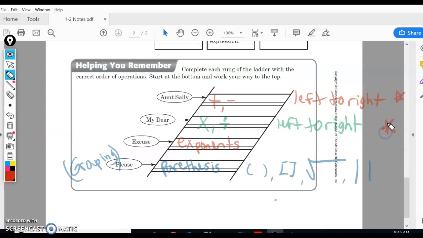Couple key things here. We'll do a lot more problems in class. Some difficult problems, to try to challenge you guys with these order of operations.